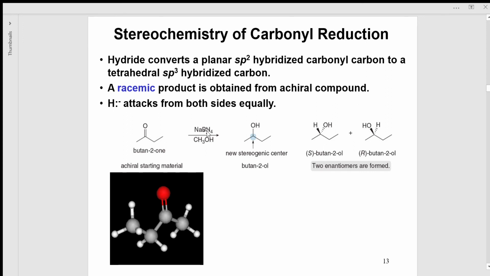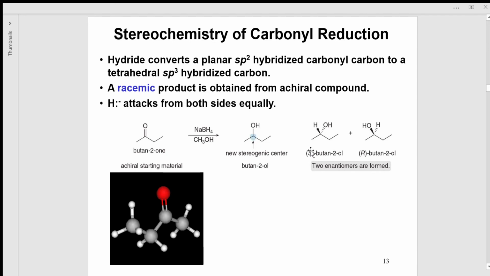So if we have a hydride reducing agent, it is going to react with this carbonyl carbon. Because this is a purely planar structure, the hydride can attack from the front side, as I consider this, or the hydride can attack from the back side, this side. This molecule does not have a stereogenic center, but the product does.